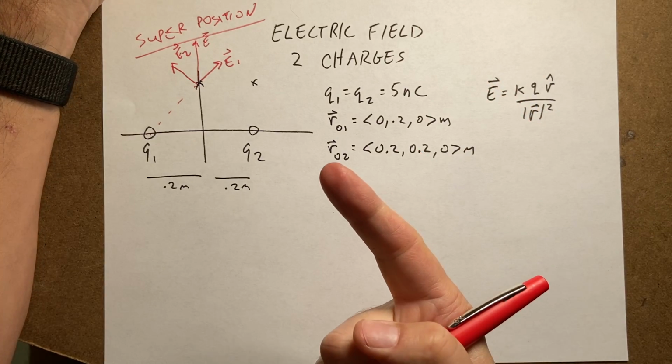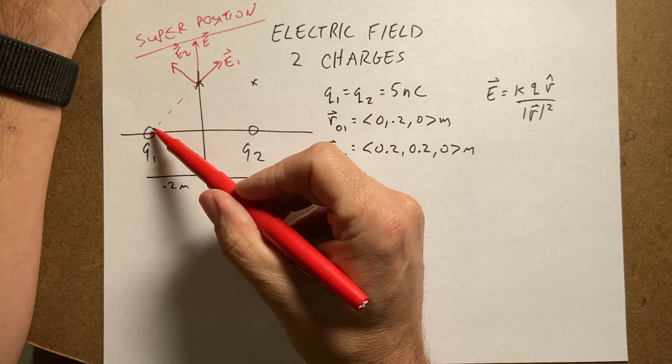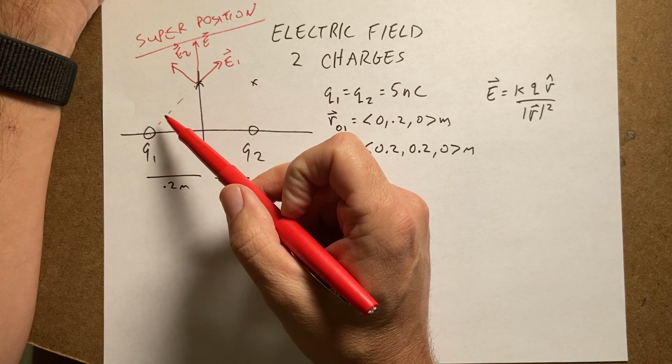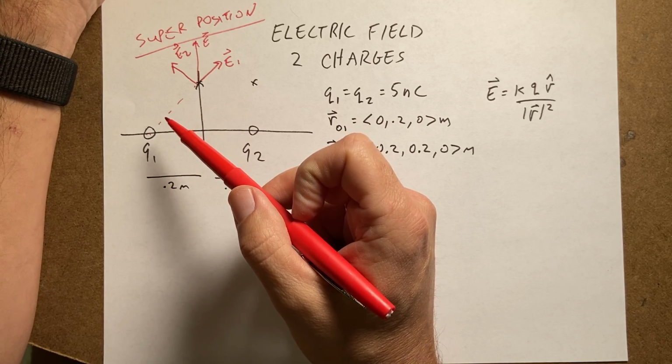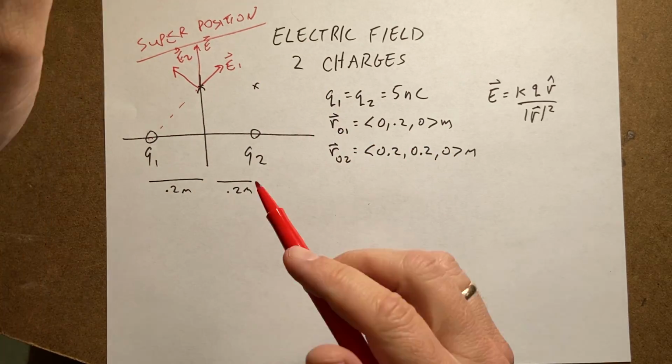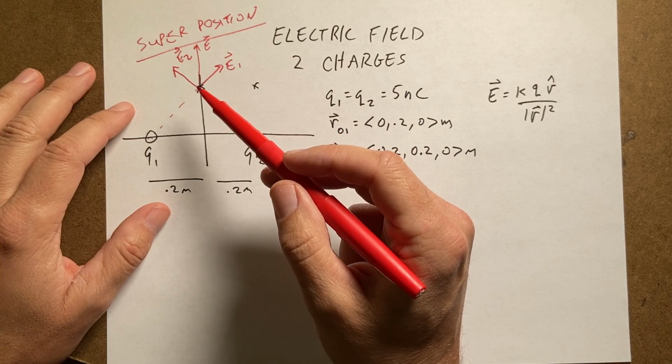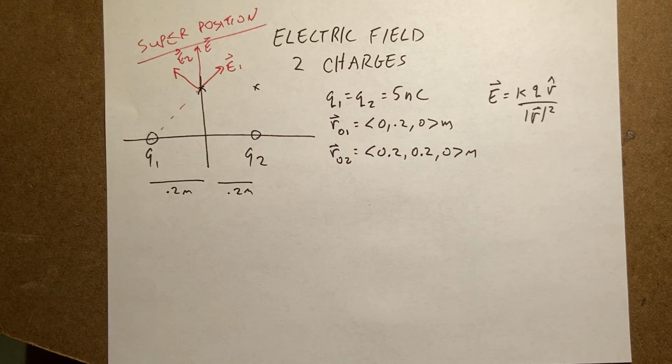Now be careful. If you're using the old method of finding the distance, finding the magnitude, and getting the electric field that way, it's really easy to fall into the trap of just finding a scalar electric field and then adding them together. And that doesn't work. Electric field is a vector.